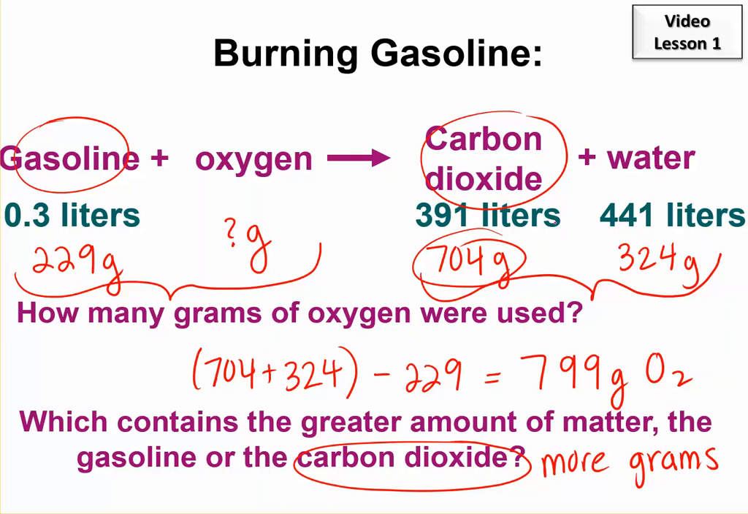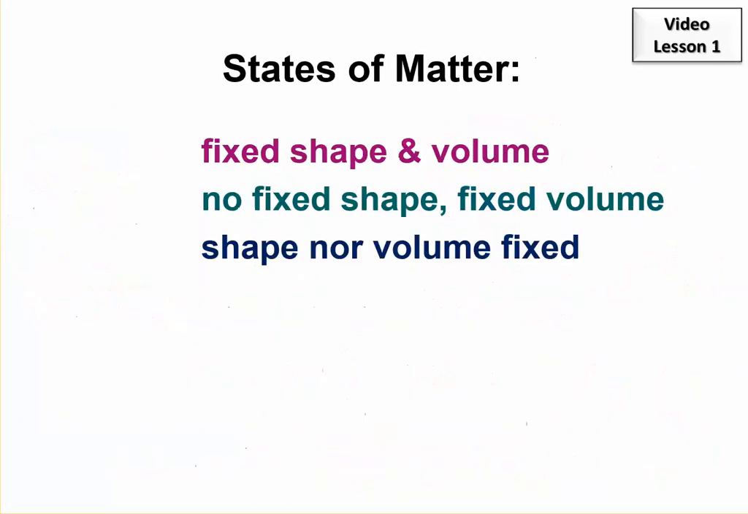Why is the volume of carbon dioxide so large compared to the volume of the gasoline? It has to do with the state of matter. The gasoline is probably a liquid, and so it occupies less space. In a gas, the carbon dioxide molecules are really spread apart, so it occupies more volume. And that's our next topic, the states of matter. See what you remember about these. One is solid, one is gas, and one is liquid.